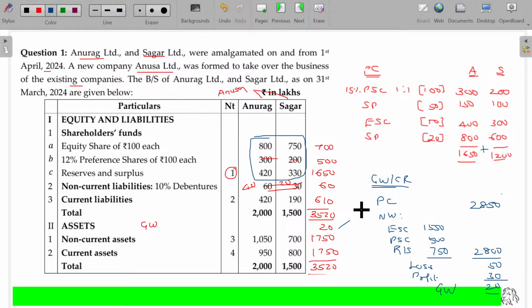So we have solved this illustration in about 10 minutes, with the explanation. Is that okay?